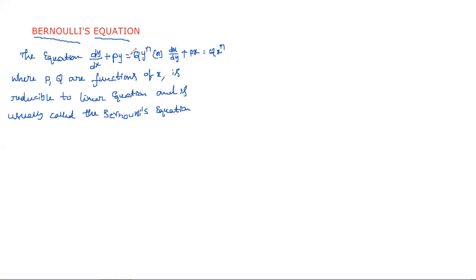How is it done? Suppose I take this as equation 1. Here we can use that one. First divide equation 1 with y power n. So divide the given equation with y power n.